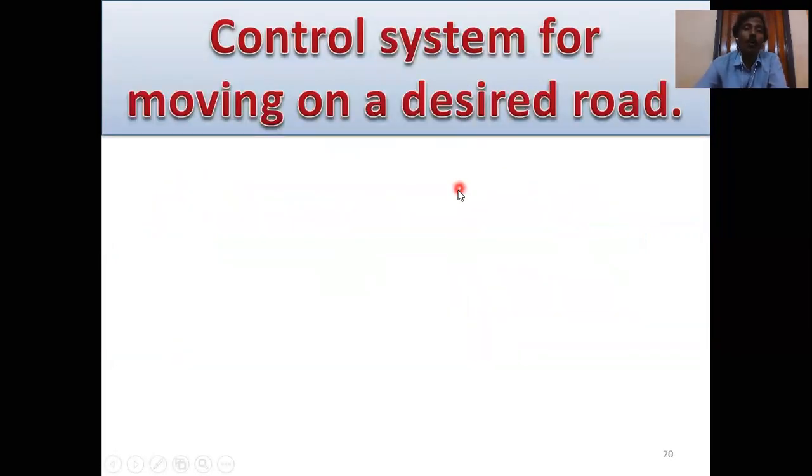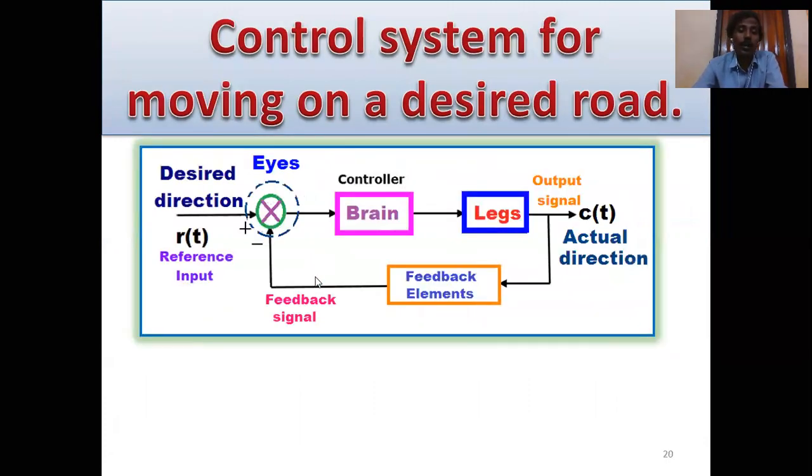Control system for moving on a desired road. So this is our practical example. This is the desired direction. R(t) is the reference input. This is our eye, this is our eye. The brain is the controller section.